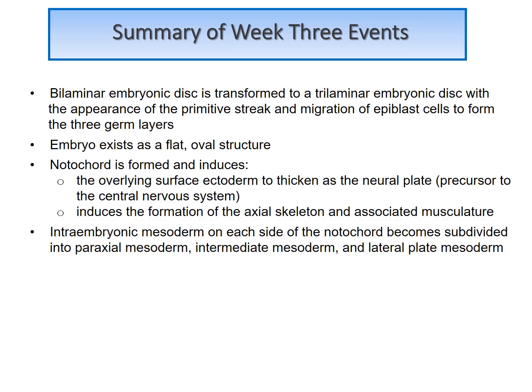The notochord is formed as a midline rod of cells, which induces the overlying surface ectoderm to thicken as the neural plate, the precursor of the central nervous system. This occurs in the process of neurulation, an event you will learn about in the movement and mechanics module. The notochord also plays a role in organizing the development of the vertebral column and its associated musculature. Finally, the intraembryonic mesoderm formed earlier in this week begins to differentiate and assume different names, with each subdivision having different fates and functions. These will be discussed on the next slide.